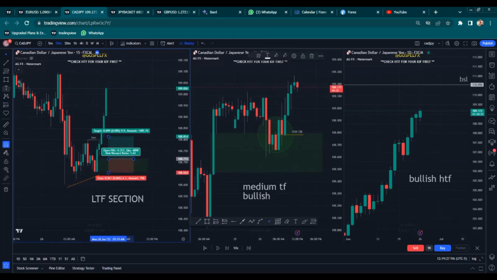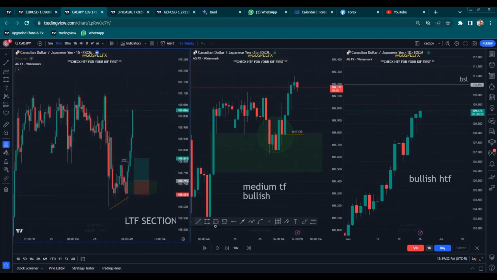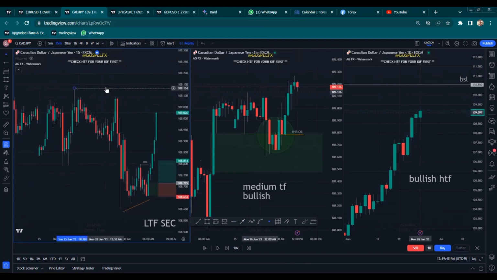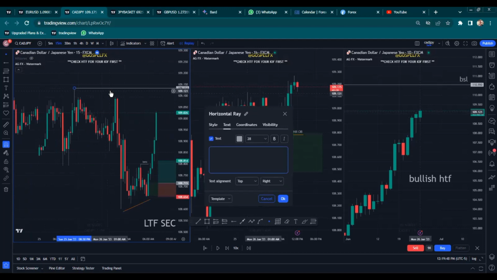All right. Now, like I said, despite that we are bullish, our first target is going to be this high. This high was created during the Asian session. As you can see here, this is our Asian session. This is the Asian session high. So that's going to be our first target.